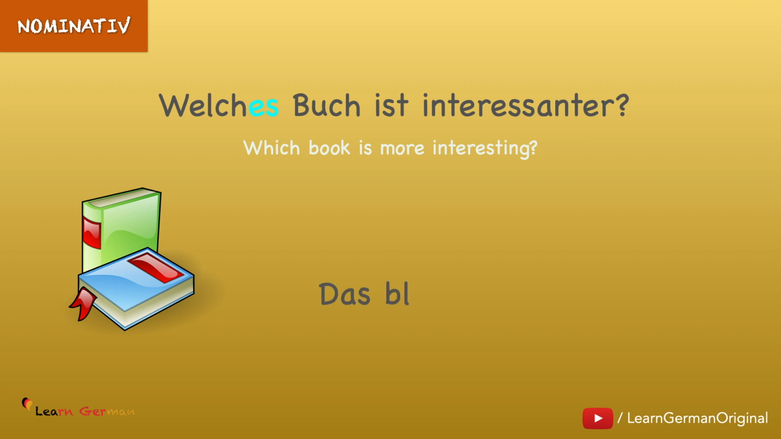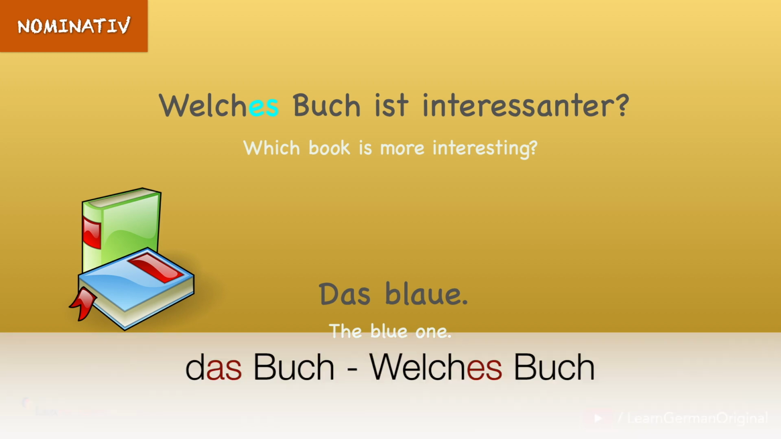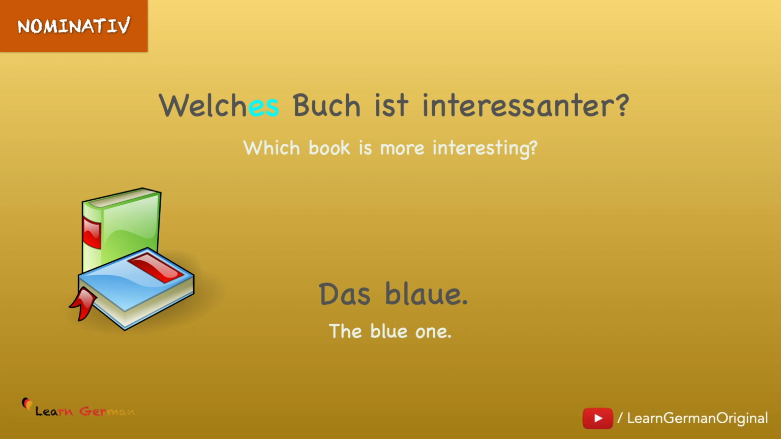Welches Buch ist interessanter? The article for Buch is das Buch. Welches changes es from the article das to es and uses that as an ending. Hence you say, welches Buch ist interessanter? And the answer is das Blaue. In the accusative case, just like the feminine article, Neutrum article does not change. Das remains das, welches remains welches.